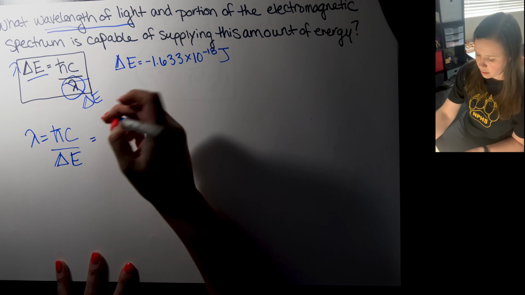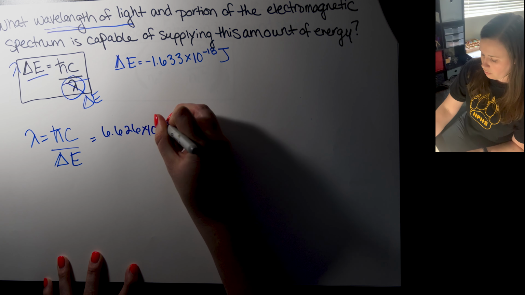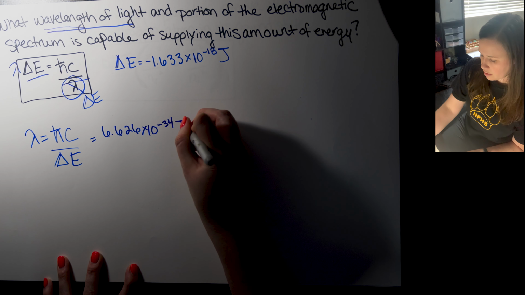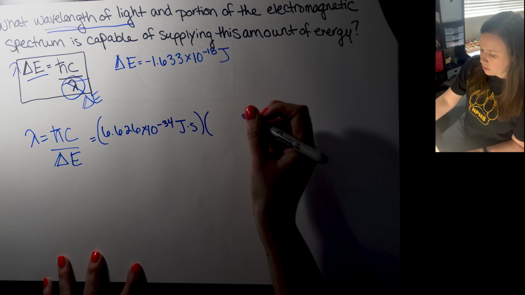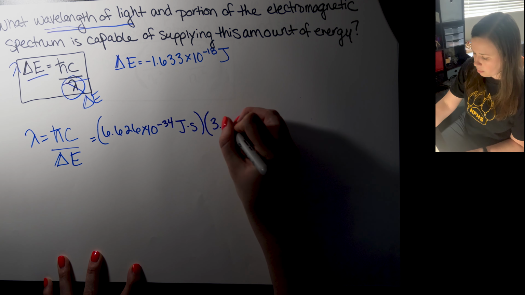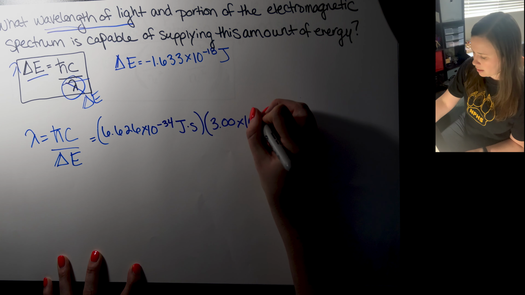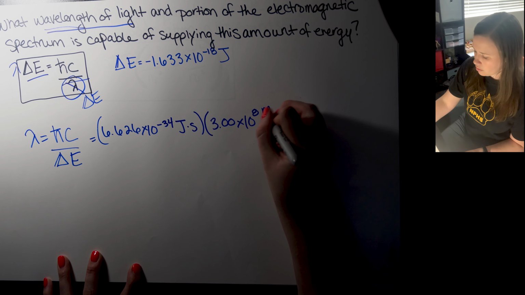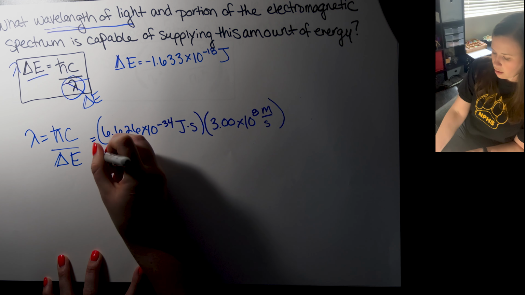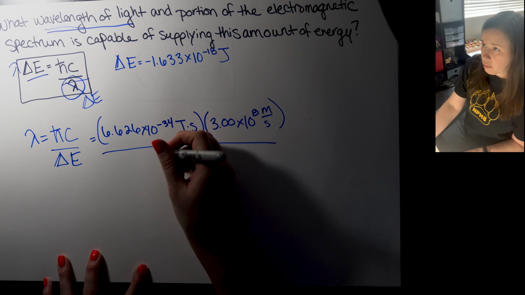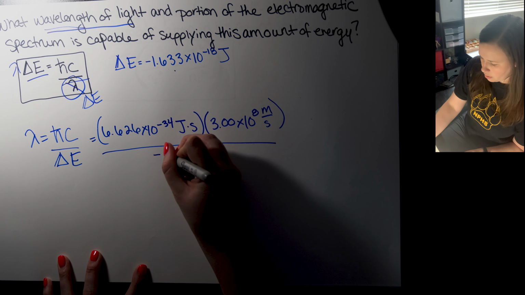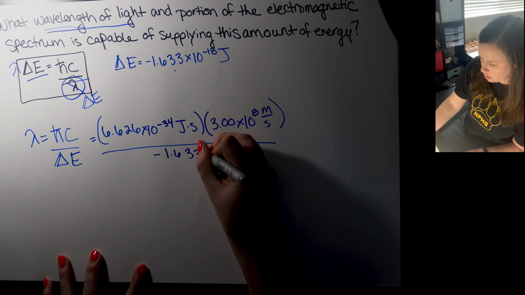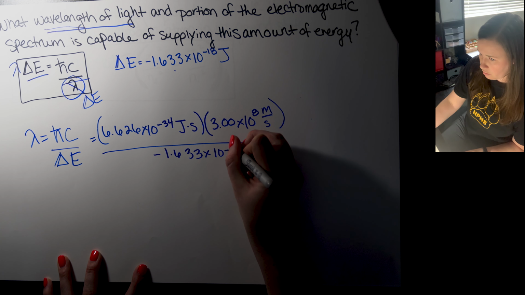So Planck's constant is 6.626 times 10 to the negative 34th joules times second. And yes, times. And then we're going to multiply that by the speed of light, which is 3.00 times 10 to the 8th meters per second. And I'm going to divide all of that by our energy, which we solved for in the last part of the question, negative 1.633 times 10 to the negative 18 joules.